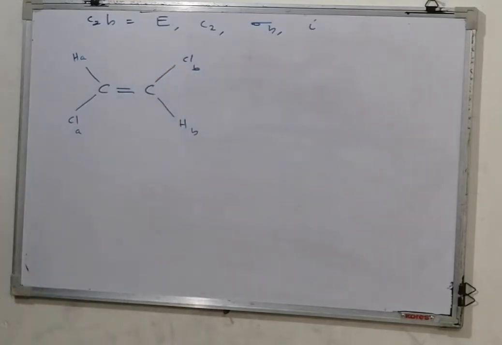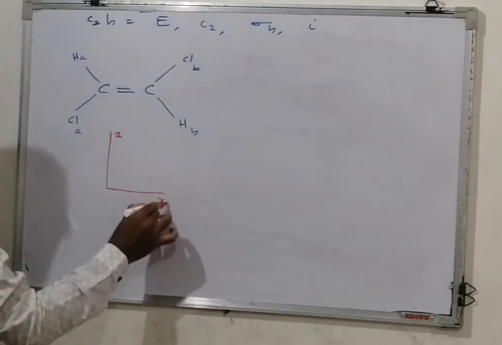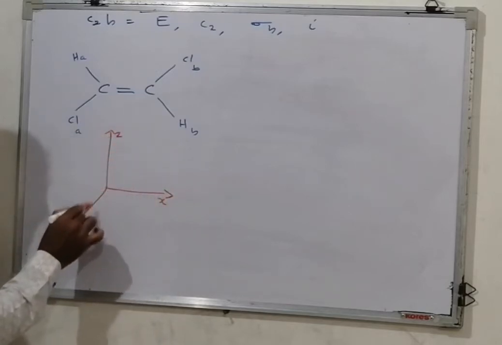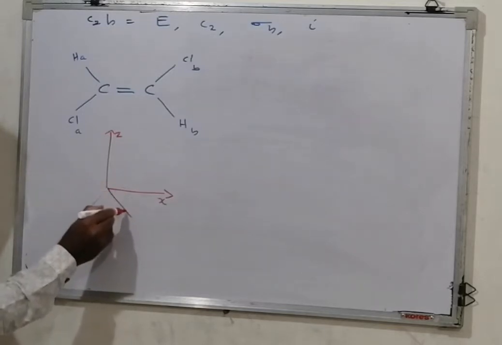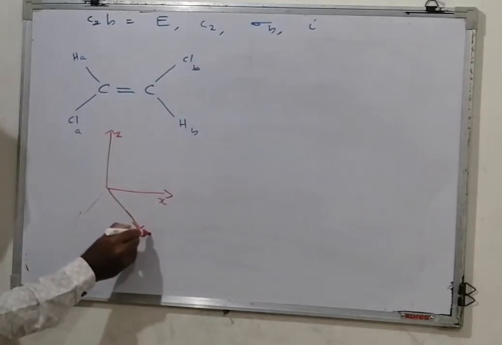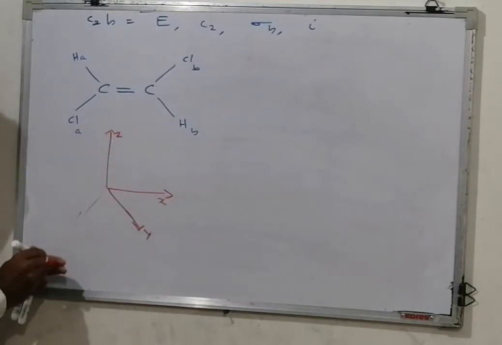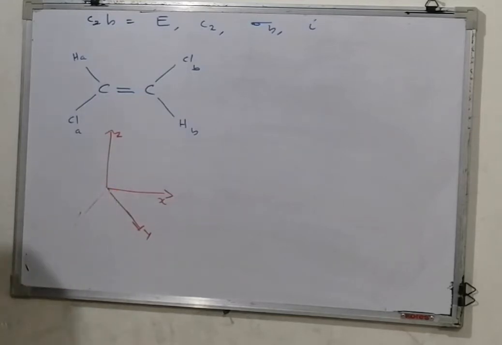Okay, this is the Z axis, this is the X axis, and this is the Y axis. This is the board plane, the Y axis will be like this, okay? This is the Y axis.